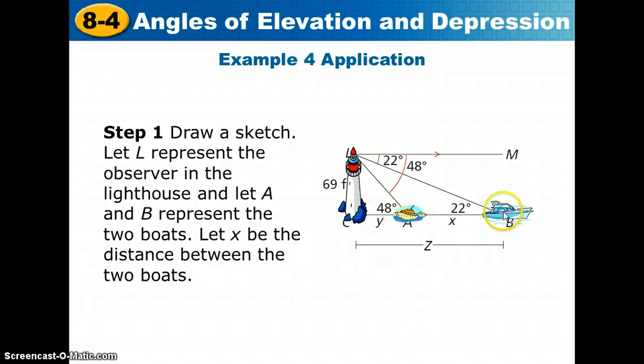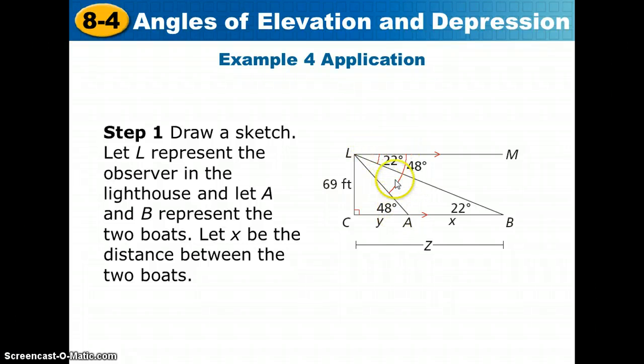And we're going to let A and B represent the two different boats. There's A and there's B. So remember, the angle of depression to the furthest boat is 22 degrees. The angle of depression to the nearest boat, this arc, is 48 degrees. Okay, so let me move those out of the way. So we have this set up. We should have this figure drawn. This is our 22 degree angle of depression to B. This is our 48 degree angle of depression to A.